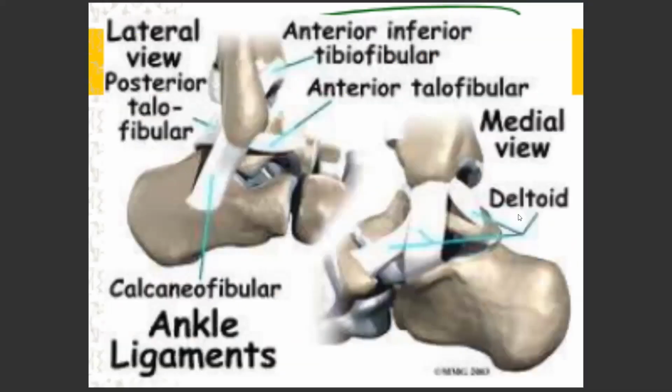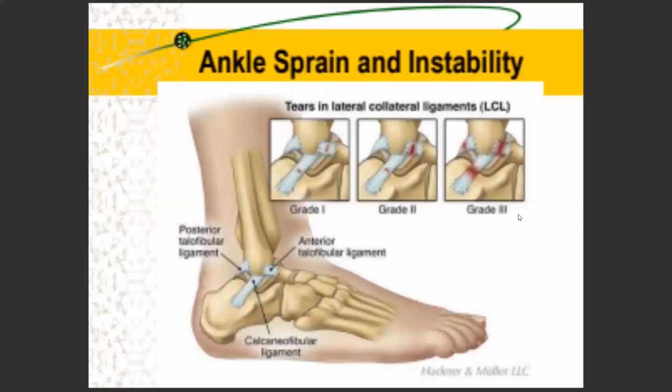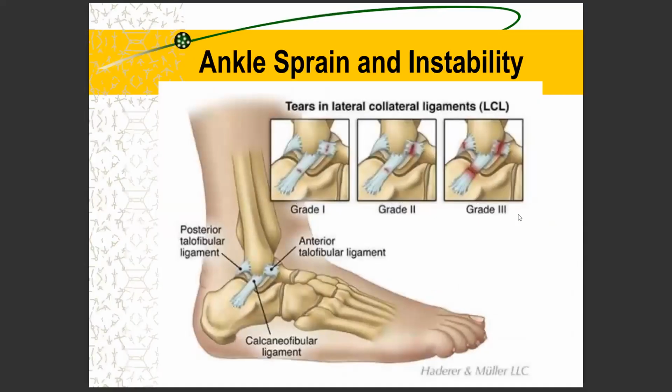Previously, we discussed that there are two sides of the ankle: the medial ligaments and the lateral ligaments. The medial ligament is commonly known as the deltoid ligament, and the lateral ligaments are three in number: the anterior talofibular, the calcaneofibular, and the posterior talofibular ligament.